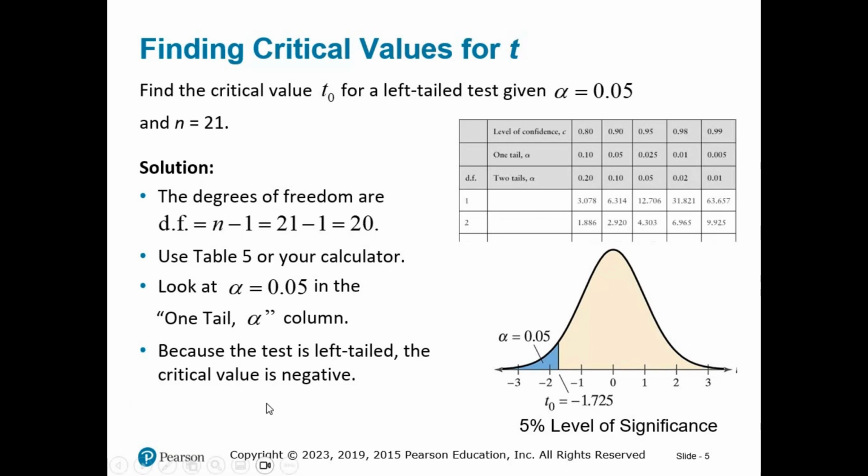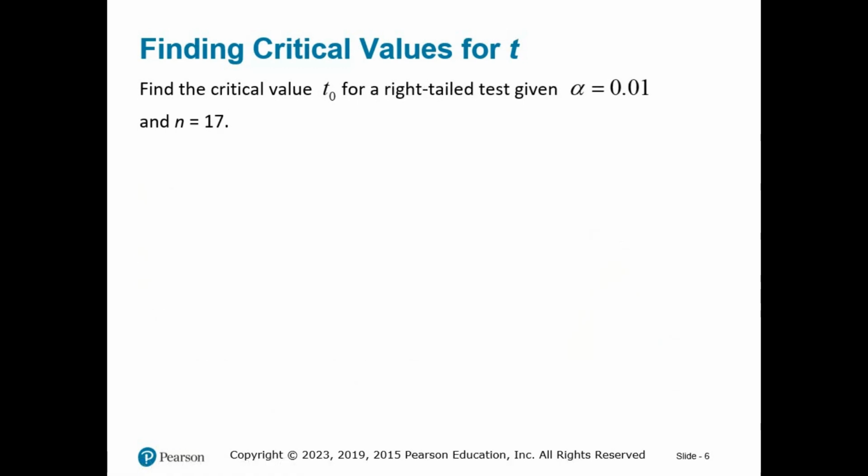Okay, let's try another one. Find the critical value t0 for a right-tailed test given alpha equals 0.01 and n equals 17. So using one of those methods, the table or your calculator, pause the video and see if you can come up with the answer for this one. I'll give you a hint about the calculator. It's always going to give you a negative number, but you need to be diligent about which answer you give based on what you know about the problem. That was a big hint.